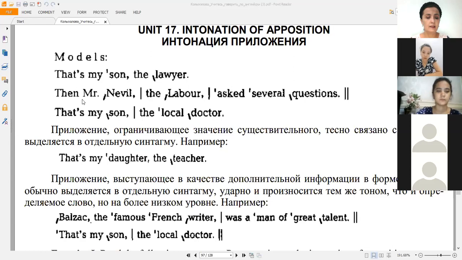For example, then Mrs. Atajanova, the English teacher, explained to us the rule of intonation in apposition. Yeah, for example, like this.